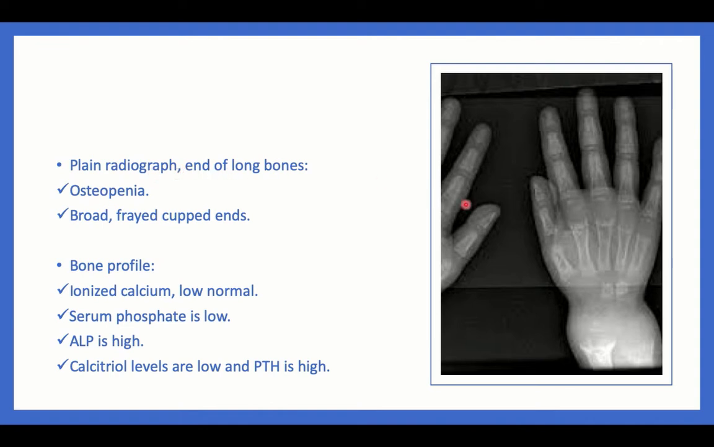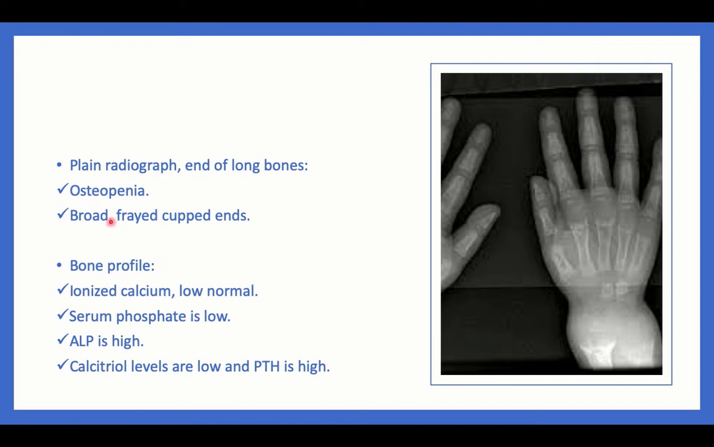Doing a plain X-ray at level of ends of long bones will show you the characteristic osteopenia that can appear here, but it's usually not a sensitive sign, but the characteristic broadening, fraying, and the cupping of ends of long bones is characteristic of active rickets. Bone profile, very important. Ionized calcium usually done and can be found to be low or low normal. Serum phosphate is characteristically low. This is a consistent feature. Also high alkaline phosphatase is a consistent feature in rickets.